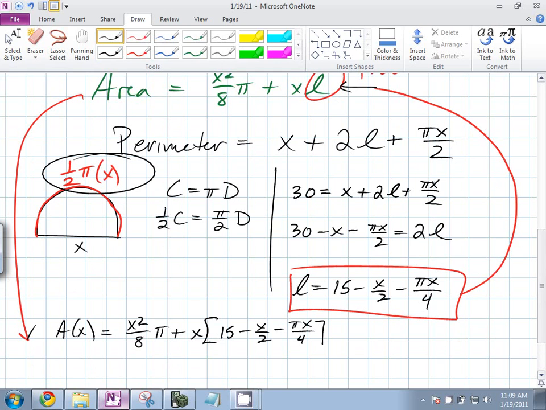How many people have done problems kind of like this before? You have to substitute in. Yeah. This is the area entirely in terms of x. It's entirely in terms of x.